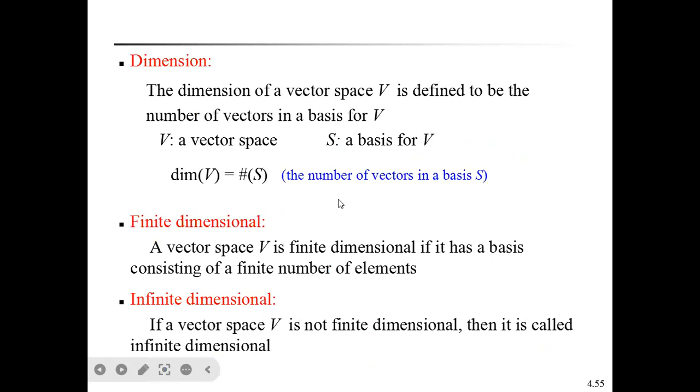So what is the dimension? Actually, the dimension of a vector space V is defined to be the number of vectors in a basis of V, where V is the vector space and S is the basis for V. So dimension of V equals the number of vectors in the basis. Now there are two kinds of dimension: one is finite dimensional, another infinite dimensional. A vector space V is finite dimensional if it has a basis consisting of a finite number of elements, and if a vector space V is not finite dimensional, then it is called infinite dimensional.